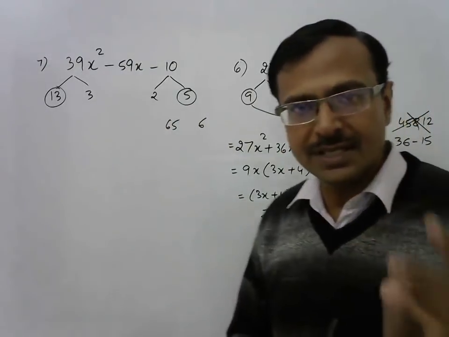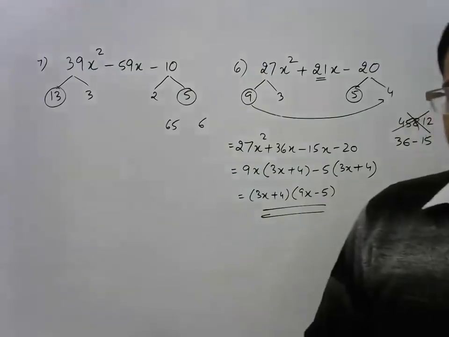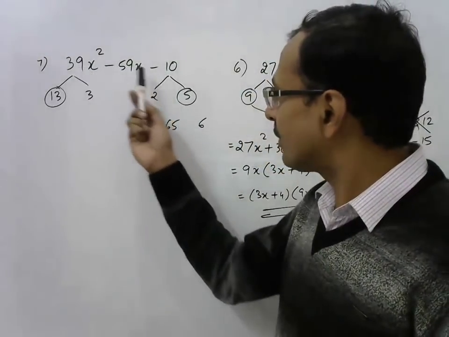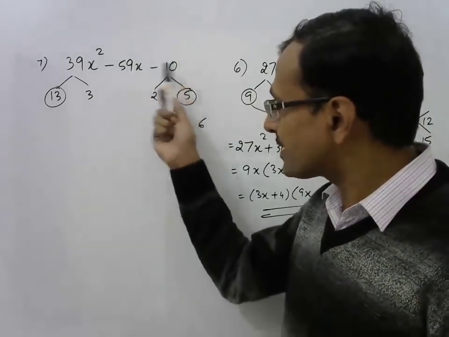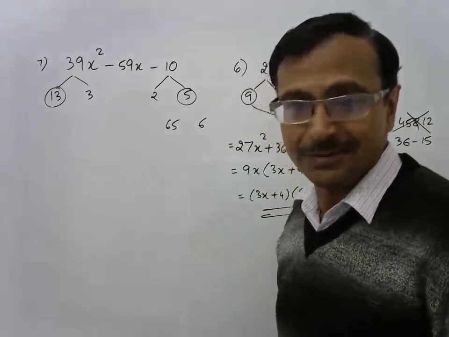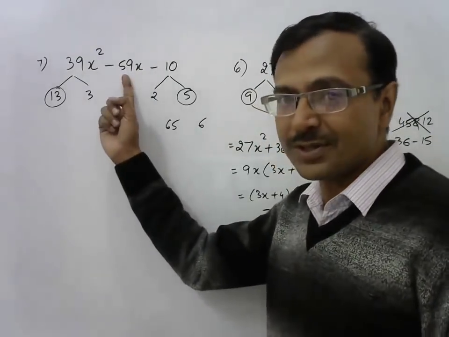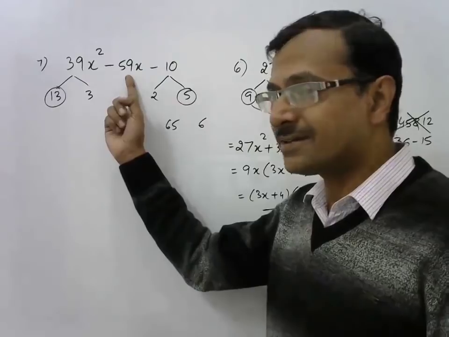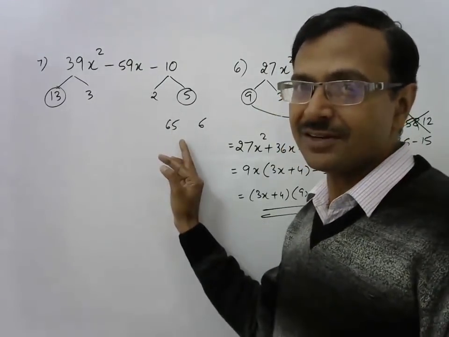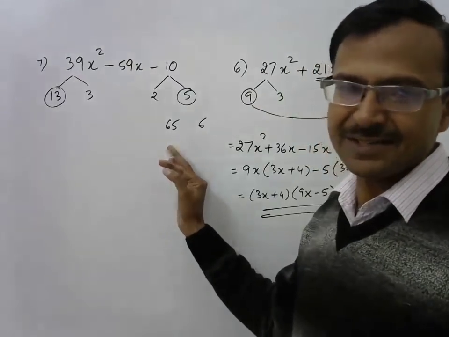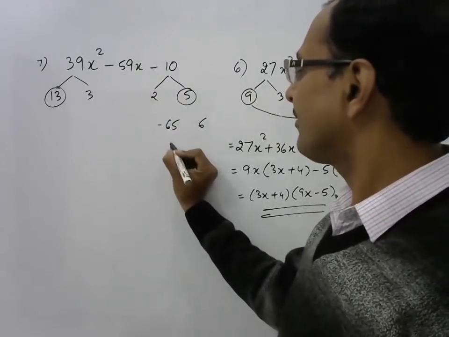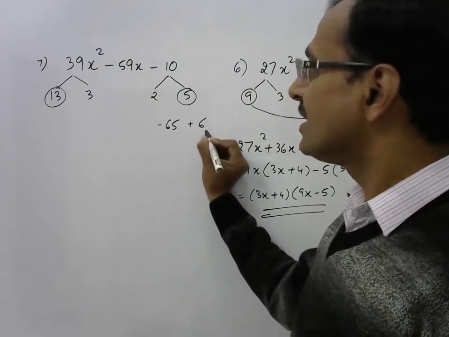Now I need to see the sign of these two factors. So to see the sign of these two factors, see that the product of these two numbers is negative. So whenever the product is negative, one number has to be negative and the other number has to be positive. Which number will be negative? That depends on the sign of the middle term. Middle term is negative, so the larger number will be negative. If the middle term is positive, then larger number will be positive. That is a simple rule you need to understand for this one. So since this is negative, I'll have the negative with the larger number and positive with the smaller number.